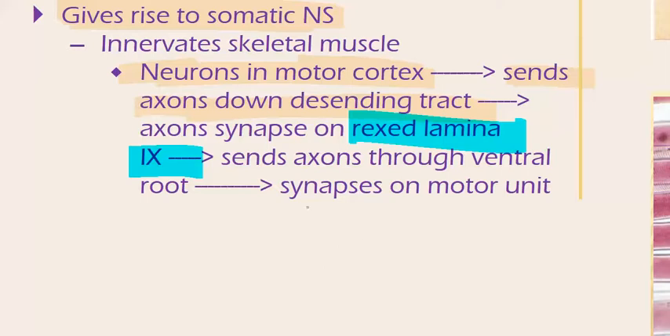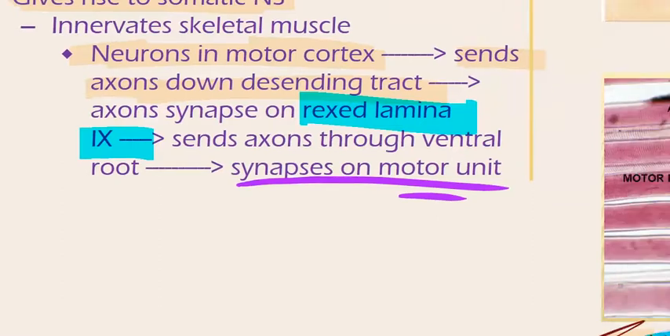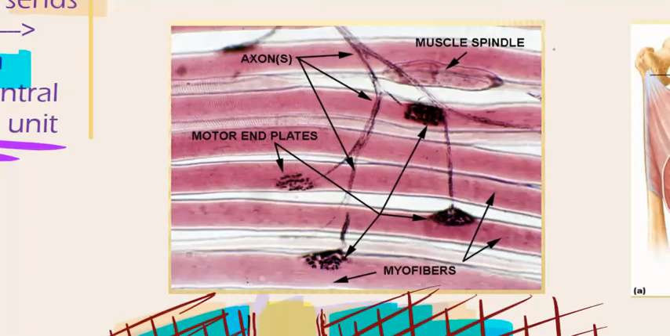Now it turns out that one neuron is actually going to synapse to multiple muscle cells or multiple muscle fibers, and collectively those muscle fibers are called a motor unit. The muscle fibers, meaning muscle cells, that are innervated by one motor neuron are called a motor unit, right? And that's what we're seeing here. So this is a motor unit.